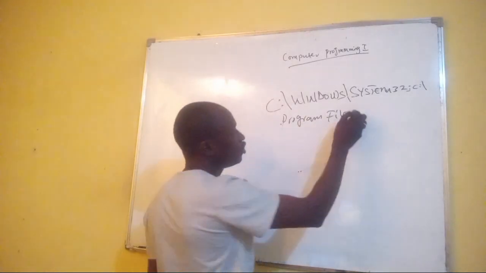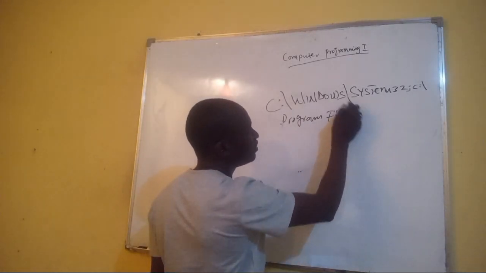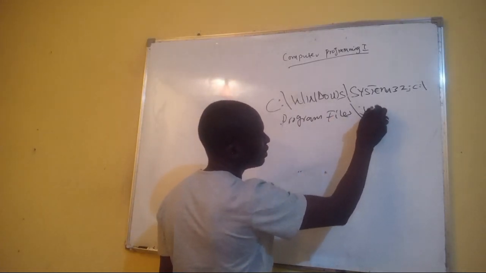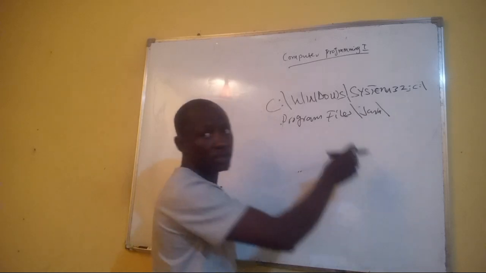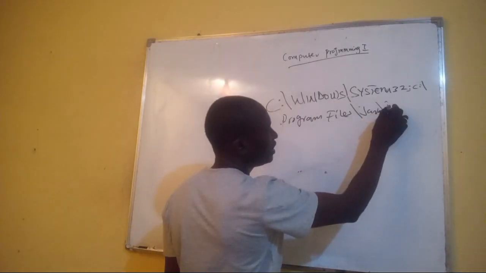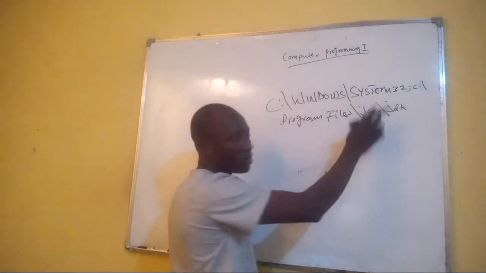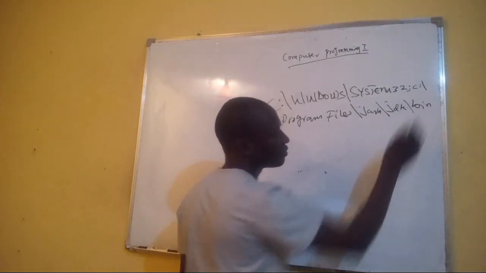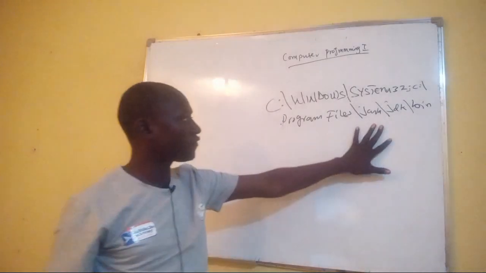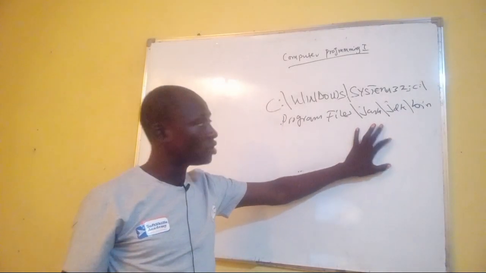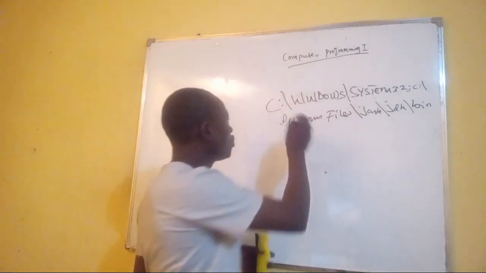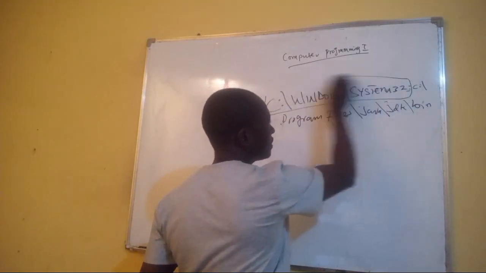Program files. You have again Java. Then you have JDK. Then you have B. So this is what you are going to have. Are we together? By default, I said you are going to see only this.